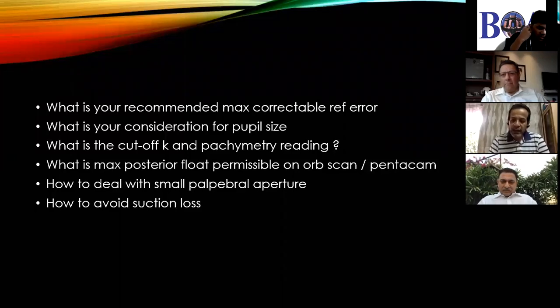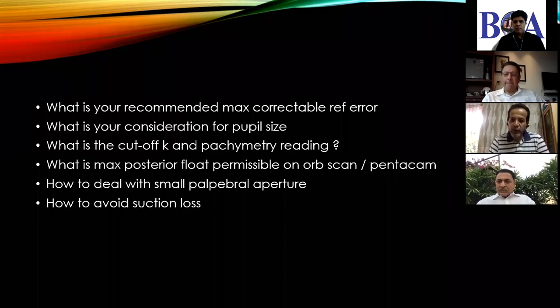So in addition to the pachymetry, in addition to the pupillometry, it's important to also know what is the corneal curvature and then decide. In general, every diopter of refractive correction would change the corneal curvature by about 0.7 diopters. So that is a general formula to follow.